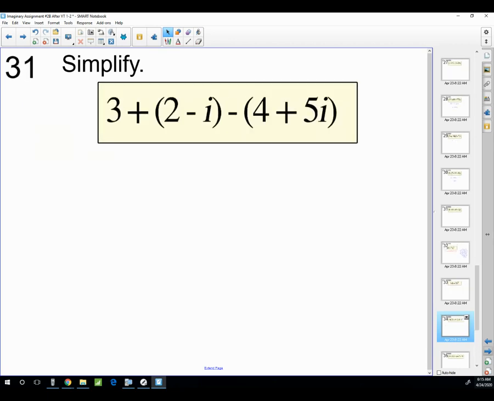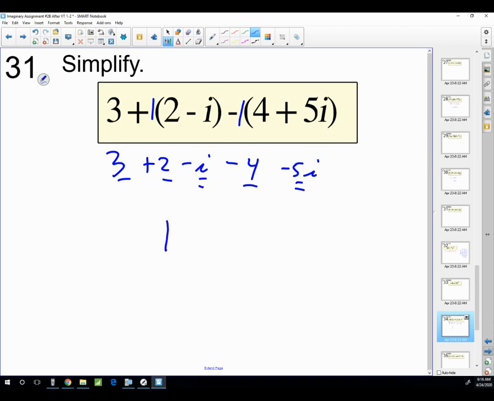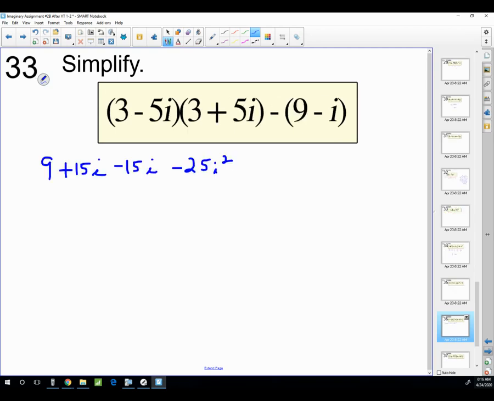Number 31. All right, this is just addition and subtraction. Let's rewrite it without any parentheses. I mean, if you want to distribute a positive 1, you can, but it serves no purpose. So we get all of that. And then, all right, minus 4, minus 5i. Distribute the negative 1 if you want to. And then our like terms are here. They make 1. And these like terms make negative 6. That looks correct. I think we've got 2 more.